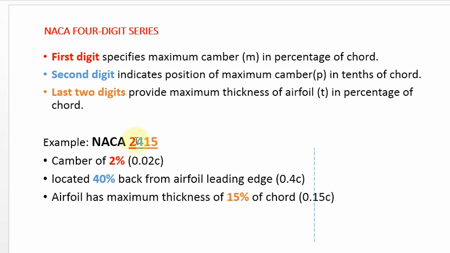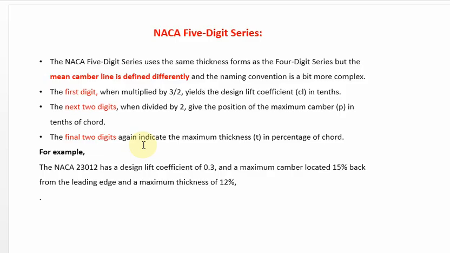So here the 2 is available, the 4 is available. The 2 denotes the maximum camber value, and the 4 denotes the location of the maximum camber. Instead of 2 and 4, if you have 00, there is no camber, and no need for the location of the camber. So we can say the type of aerofoil is a symmetrical aerofoil. By seeing the numbering itself we can say whether the aerofoil is symmetrical or cambered. If it starts with 00, it is automatically a symmetrical aerofoil.